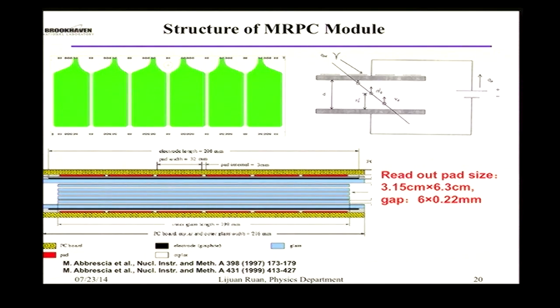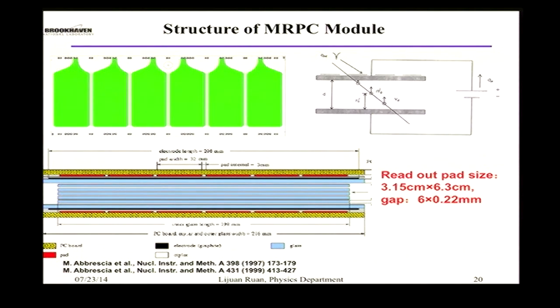And here shows you the structure. We basically put a stack of glass together. Between each glass plate, we use fishing line to separate them. So the fishing line serves two purposes. One is to support the glass. The other one is to form the gas gap. Because the material is really so common, that's why this device is very cost effective.